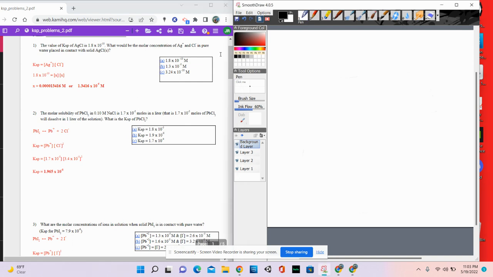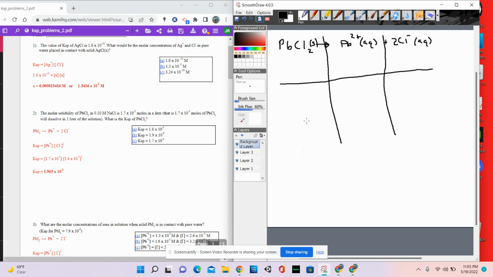All right, so like the first equation, we will start by writing the dissolution chemical equation for lead chloride, and that is PbCl2, which is solid, goes to Pb2 plus, which is aqueous, plus 2 Cl minus, which is aqueous, because there's two. That's the balanced chemical equation.